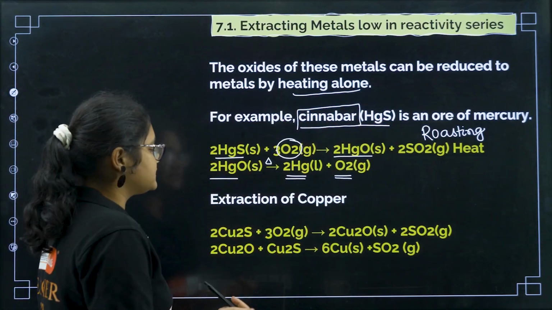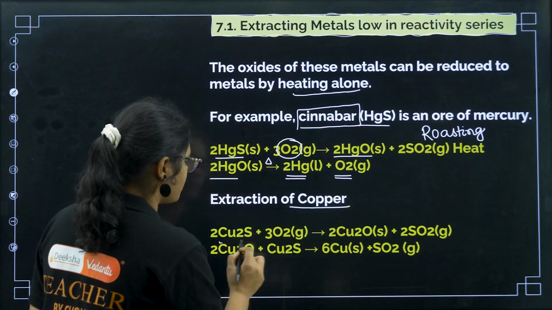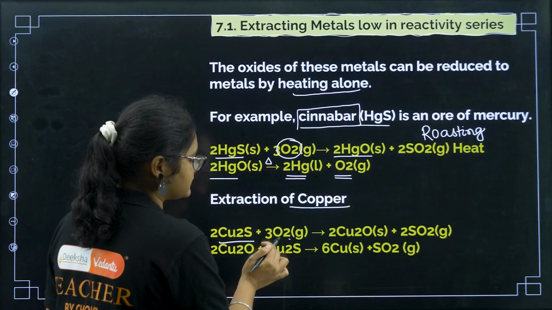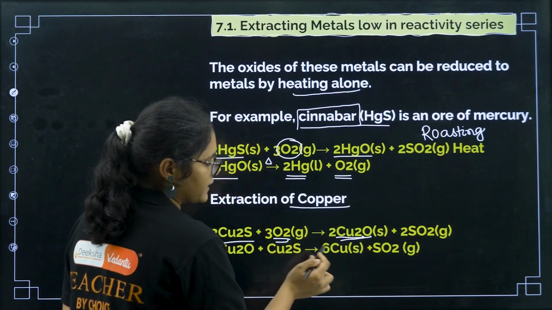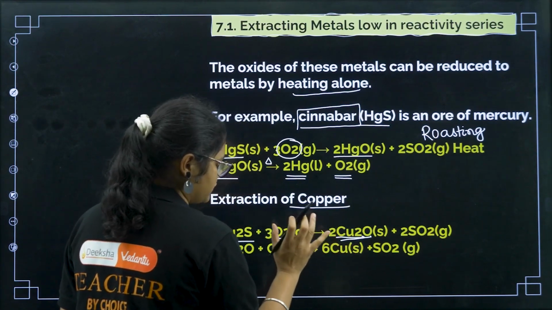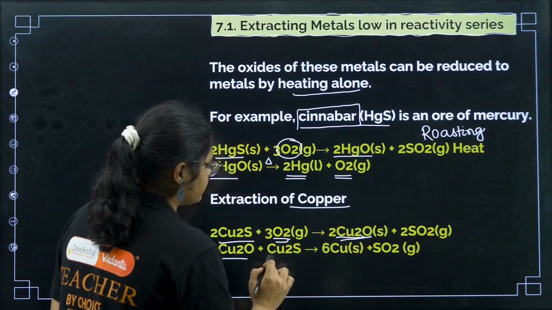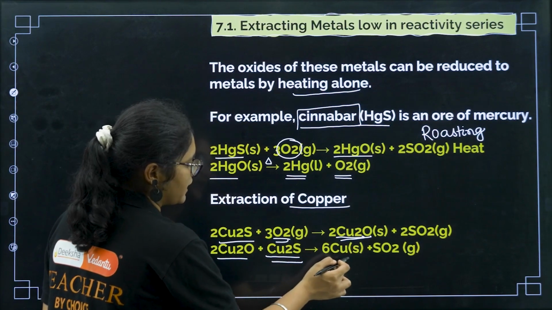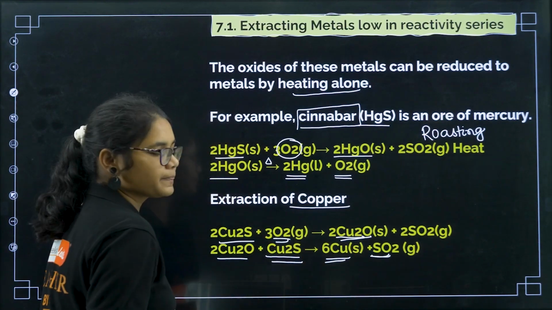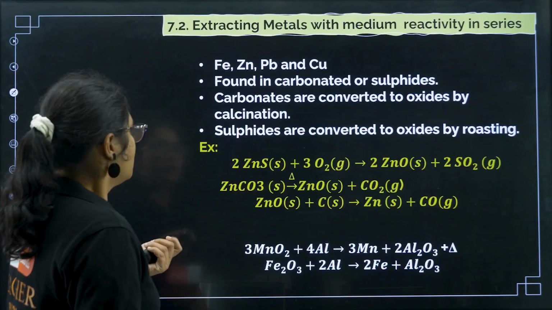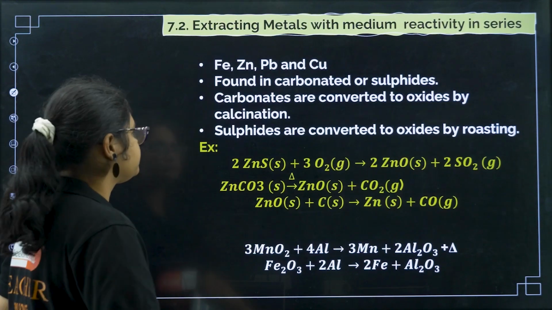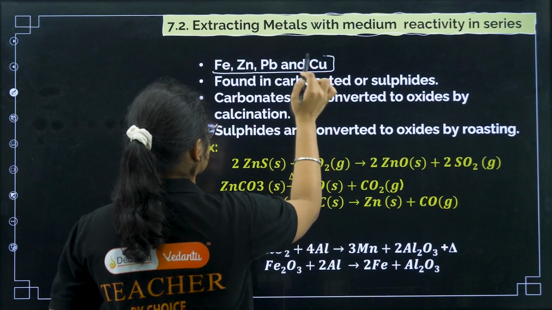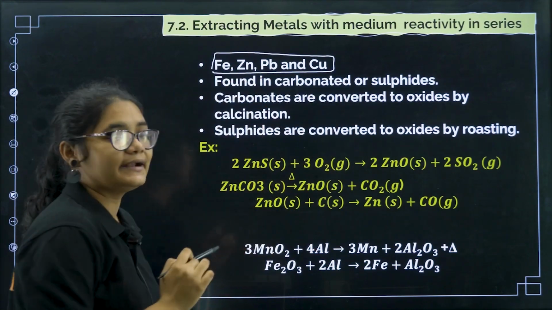Okay, the next example is copper. First, copper is found in the form of sulfide. It is reacted in the presence of oxygen to get copper oxide. This process is also roasting. Now the copper oxide, you treat with copper sulfide, and again you will get pure copper and SO2. Okay, fine. Next, the metals with medium reactivity. Which metals are in this category? Iron, zinc, lead and copper.